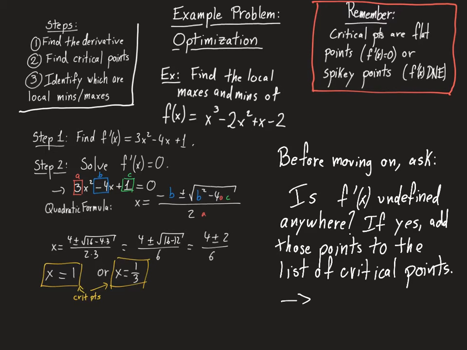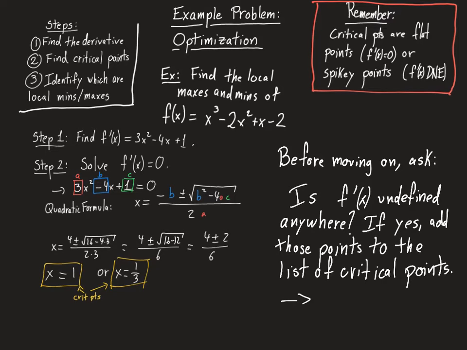Okay, always make sure that you ask yourself this question before moving on, because it's very easy in my experience to forget that critical points can also be spiky points, in other words, points where the derivative fails to exist. Now, just always do a quick double check before you move on. Did you miss any critical points where the derivative doesn't exist?